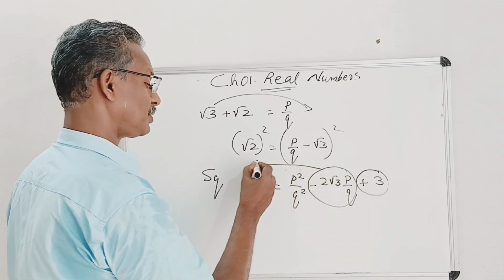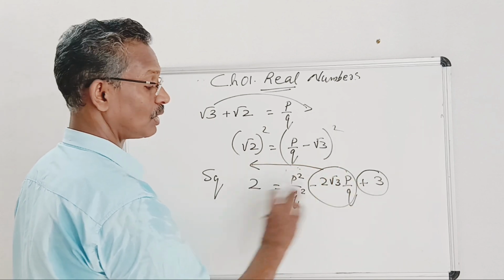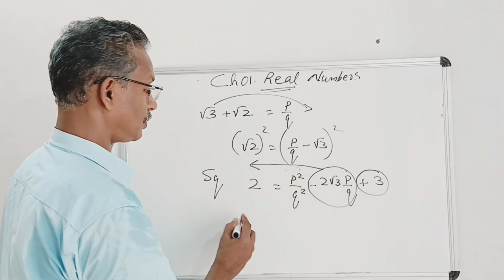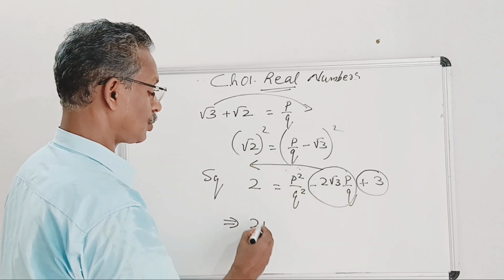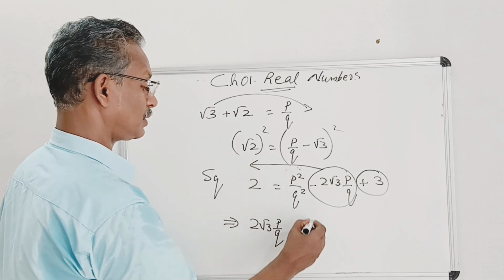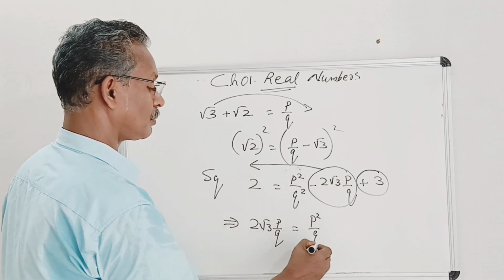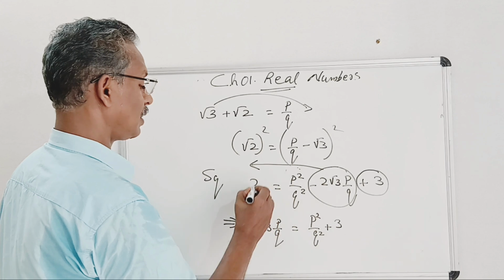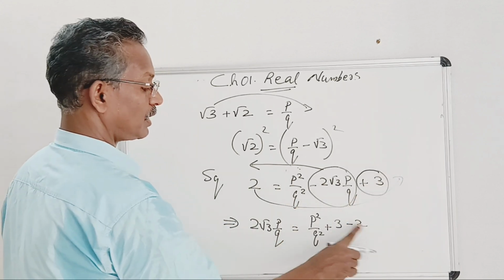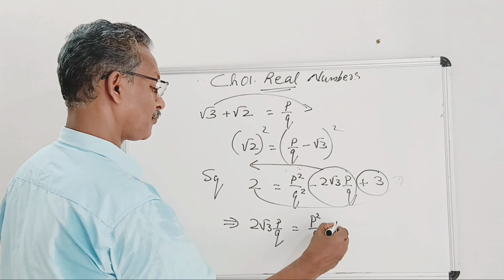Why is this shifted to left? Because it is having root, all others are having no root. Minus 2 root 3 p by q is shifted to left side, it will become 2 root 3 p by q is equal to p square by q square plus 3, and 2 is shifted to right side, it is minus 2. 3 minus 2, it is 1.